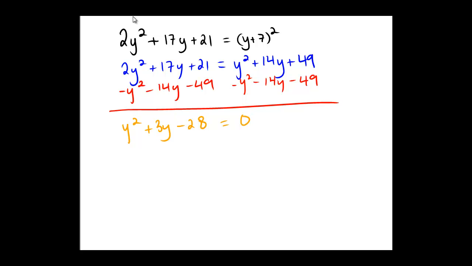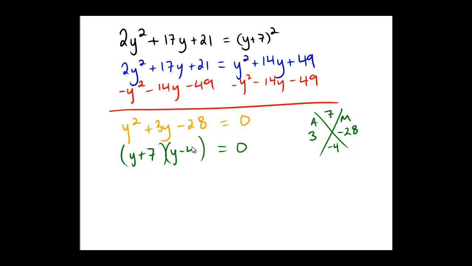And now we're ready for that zero product property again. This time we need two numbers that add to 3 and multiply to negative 28. So if we think about that for a second, that's going to be 7 and negative 4, because 7 times negative 4 is negative 28, and 7 plus negative 4 is 3. So therefore, we have y plus 7 times y minus 4 equals 0.